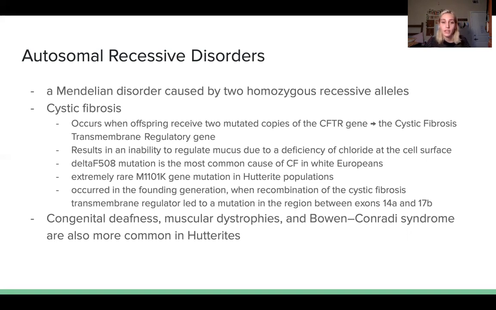So the most common mutation that causes cystic fibrosis among white Europeans is the delta F508 mutation. This is carried by about 5% of white European Americans. However, there's an extremely rare mutation, the M1101K gene mutation, that also causes cystic fibrosis that is extremely common in Hutterite populations compared to other white European groups. It is almost unseen outside of Hutterite populations.